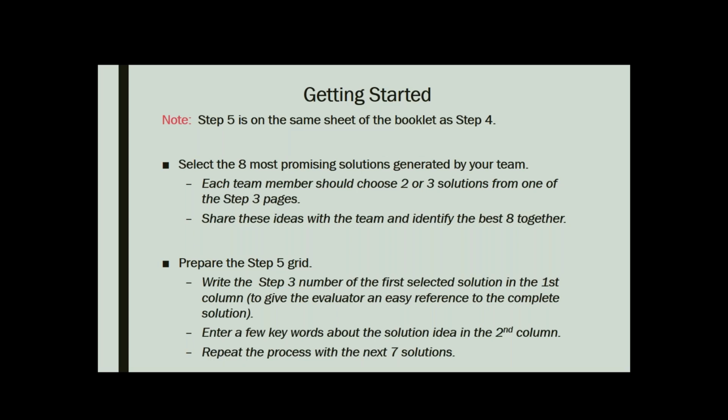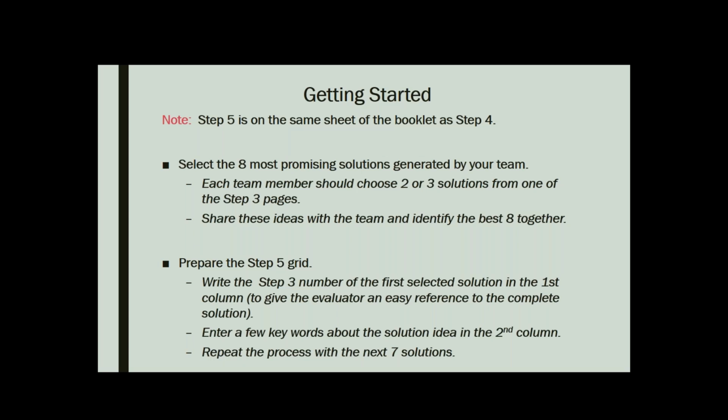Each team member should choose 2 or 3 solutions from one of the Step 3 pages to suggest, and then the team will agree on what 8 will be used. The next thing to do is to prepare the grid at the bottom. It has different columns, and some of the students have struggled with what to put in a column. We're going to show you in an example at the end, but I'll go through what to do at this point.